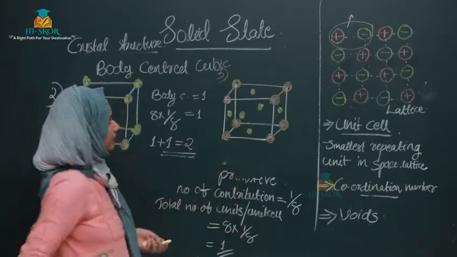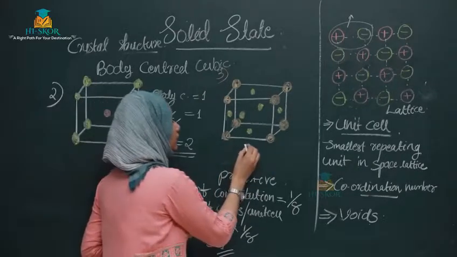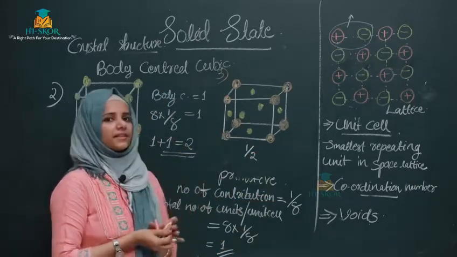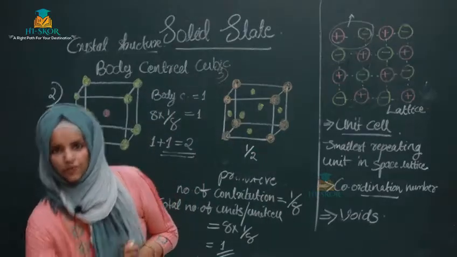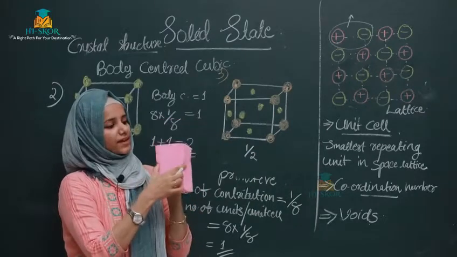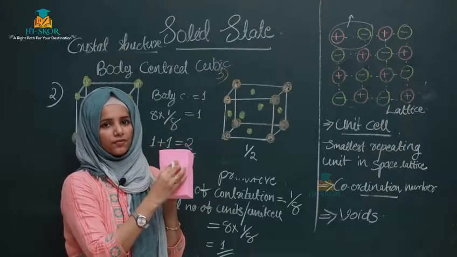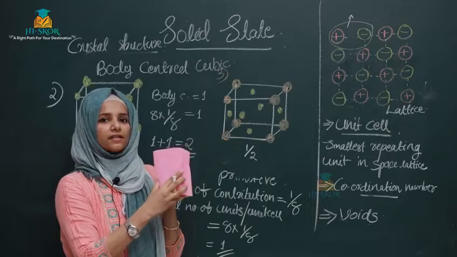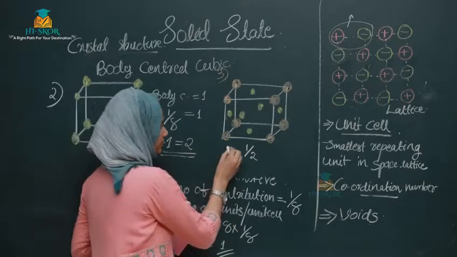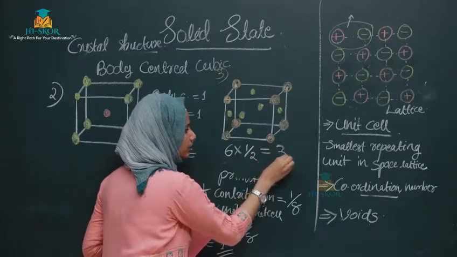So we have the number of particles shared by each face is equal to 1 by 2 unit, right? Yes. So how many faces do we have for a cube? Yes, for a cube we have 1, 2, 3, 4, 5, 6, right? 6 faces. Each face is shared by 1 by 2, that is half of the particle. So in total we have 6 faces. So the number of particles contributed by the faces is 6 into 1 by 2, that is equal to 3.